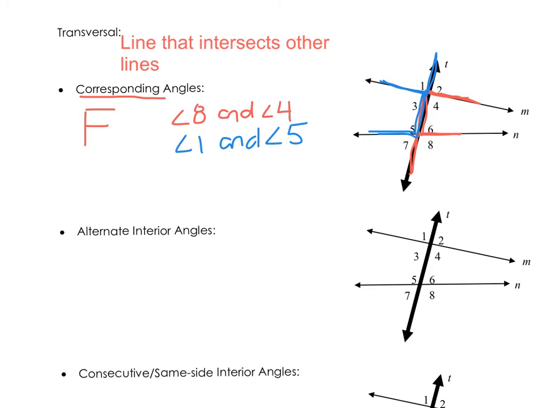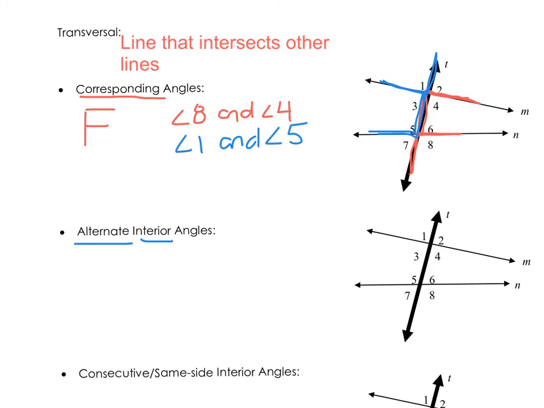All right? Alternate interior angles. Well, what alternate means is on either side of the transversal. So one of these angles is going to be on the left side of the transversal, one's going to be on the right. What interior means is it's going to be on the inside of the two lines. So they're on the inside of M and N.